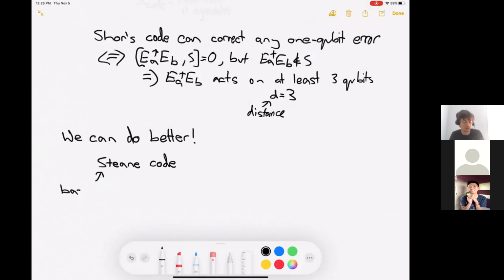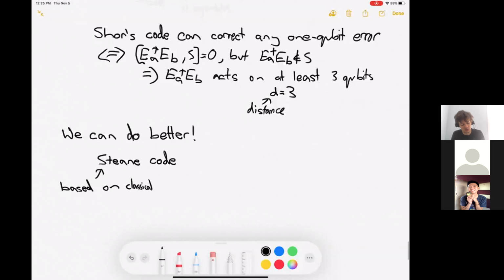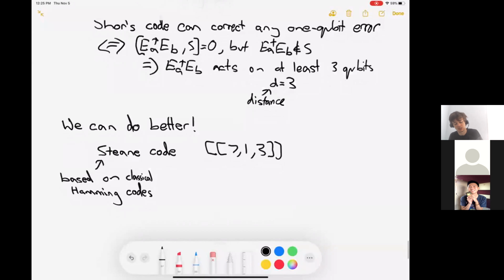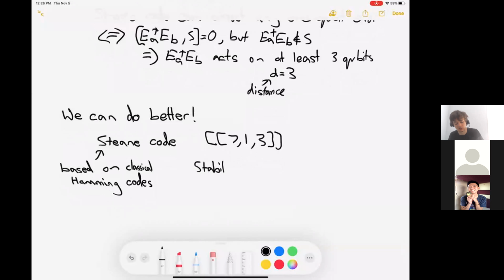So this code is still based on classical error correcting codes, but slightly more sophisticated classical codes than just the repetition code. It's based on something called Hamming codes. Okay, and so this code, slightly better than the Shor code, encodes 1 logical qubit in 7 physical qubits, and it still protects against arbitrary errors on 1 qubit, so it has a distance D equals 3. Okay, and it's again an example of a stabilizer code.